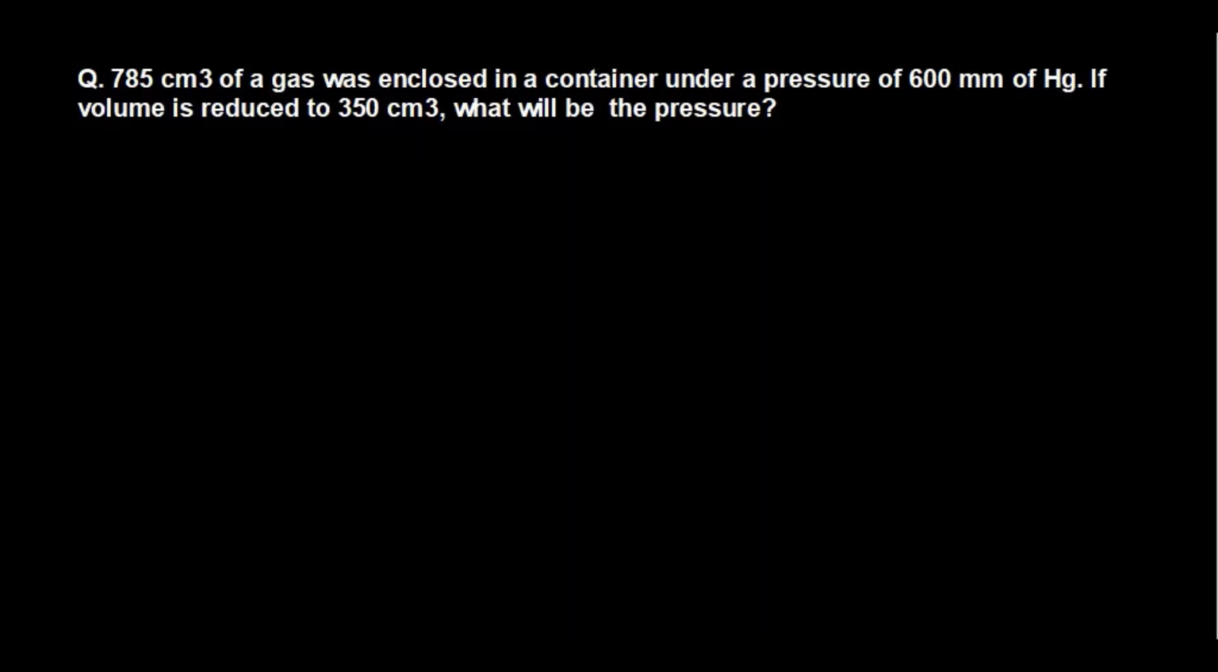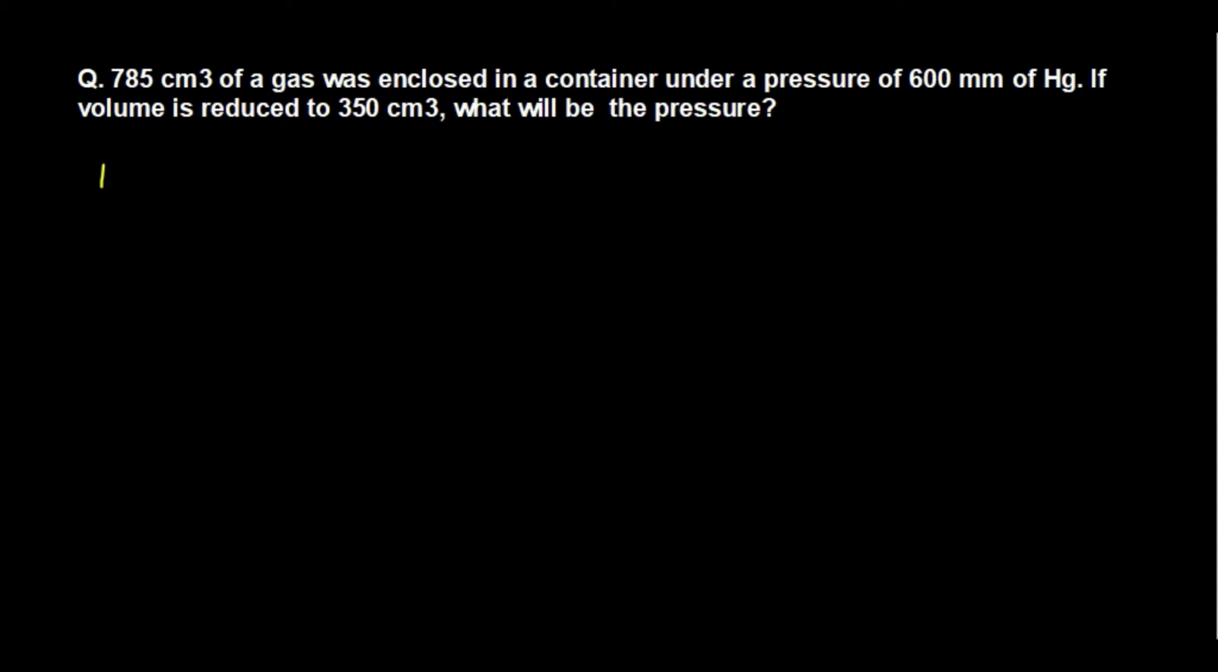Now see the next numerical which is given. 785 cubic centimeter of a gas was enclosed in a container under a pressure of 600 millimeter of mercury. If volume is reduced to 350 cubic centimeter, what will be the pressure? Once again we will see the statement of the question. 785 cubic centimeter of a gas was enclosed in a container under a pressure of 600 millimeter of mercury. If volume is reduced to 350 cubic centimeter, what will be the pressure?